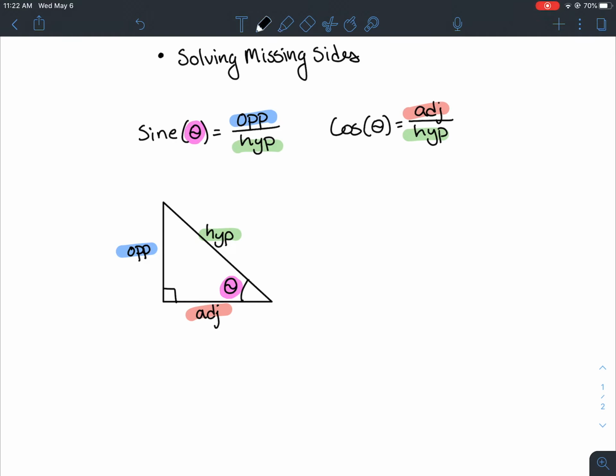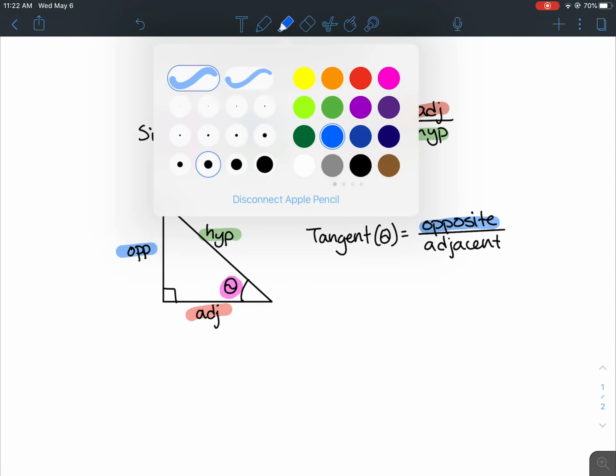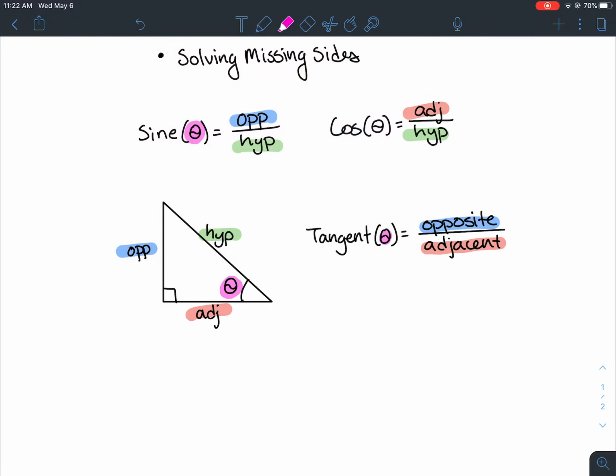Okay, so the last one is going to be called tangent. And tangent is no different than sine or cosine in terms of how it's just a ratio between two sides, except that the tangent of theta is going to be the opposite side over the adjacent side. So what we're really dealing with here is just the opposite over the adjacent given a specific reference angle.